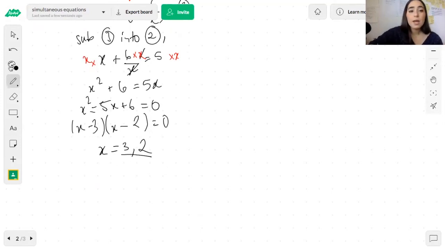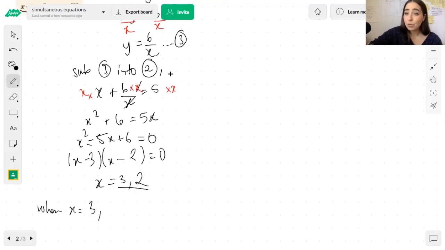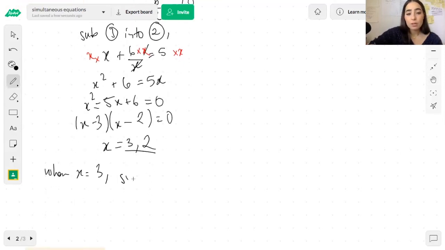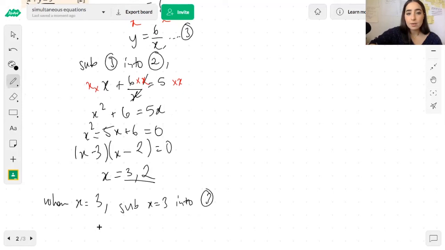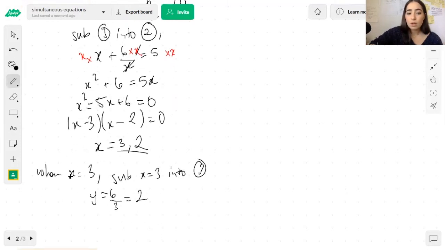So what we're going to do is take one value at a time. We're going to say that, okay, when x equals 3, what is the value of y? So if you want to find the value of y when x equals 3, substitute it back into equation 3. So we're going to sub x equals 3 into equation 3. So equation 3 reads as y equals 6 over x, and x is 3. So that reduces to 2. So when x equals 3, y equals 2.